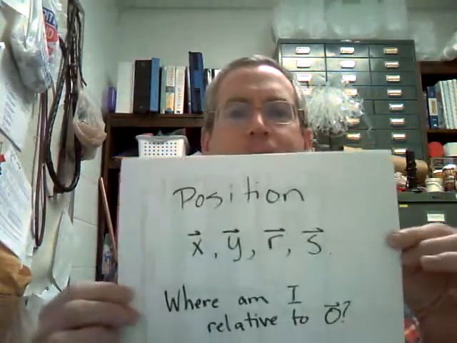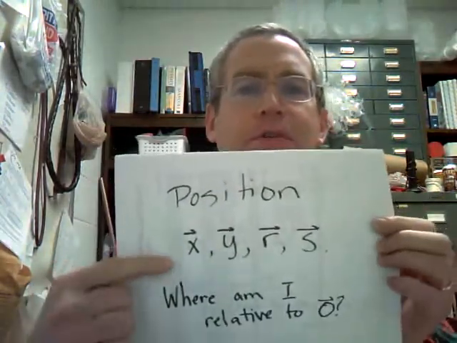Hey, it's time for some vector vocabulary. So, vector vocabulary word number one, position. These are the various symbols that are used.